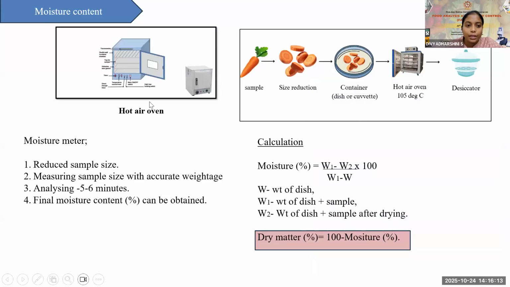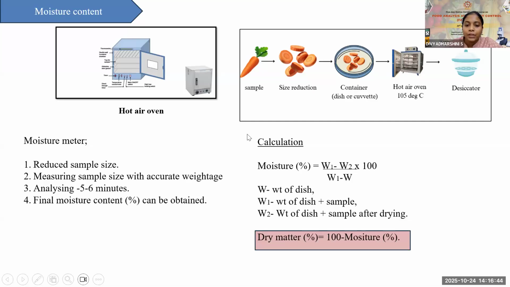So this is a hot air oven. Once I have taken the correct sample, I have to reduce the size of the sample so that it has a uniform thickness. That way the drying behavior will be good. Then this is a container, and we can use a cuvette or a petri dish. We keep our sample inside the hot air oven, and once we get the sample out, we place it in the desiccator to cool down.